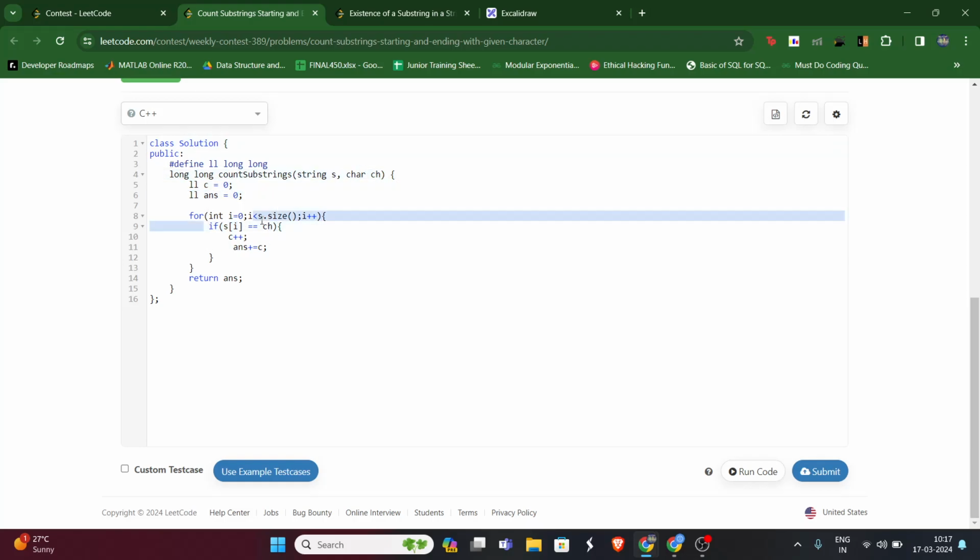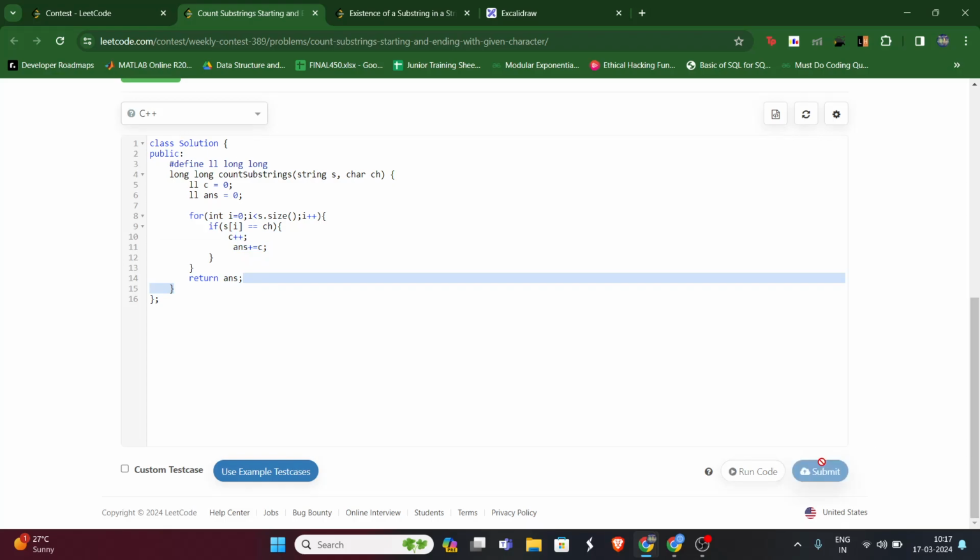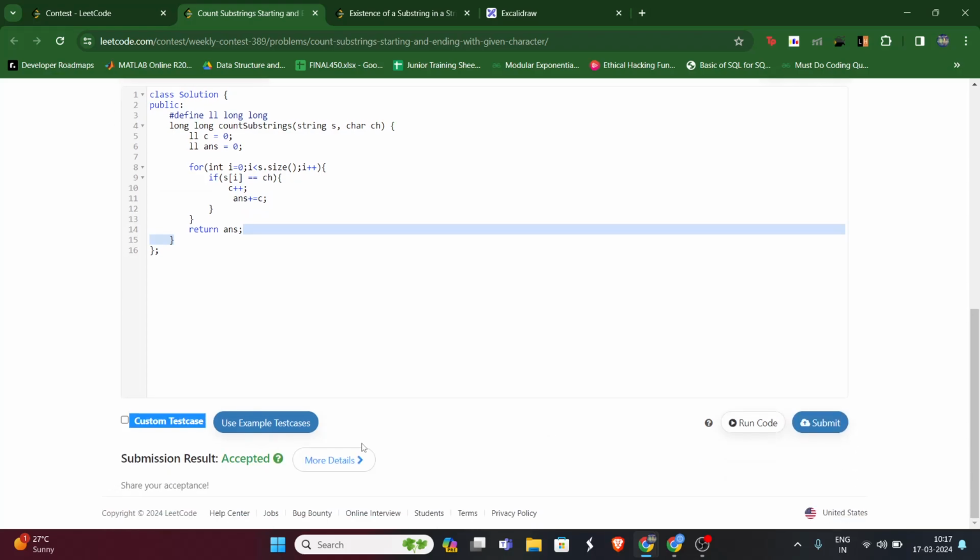Whenever we find any ch, first we increase the current count of that character. We know that whatever the count of that character is till now, that many substrings can be formed, so we increment the answer by that count. Finally, we return our answer. Let's submit the solution. It's an accepted solution.